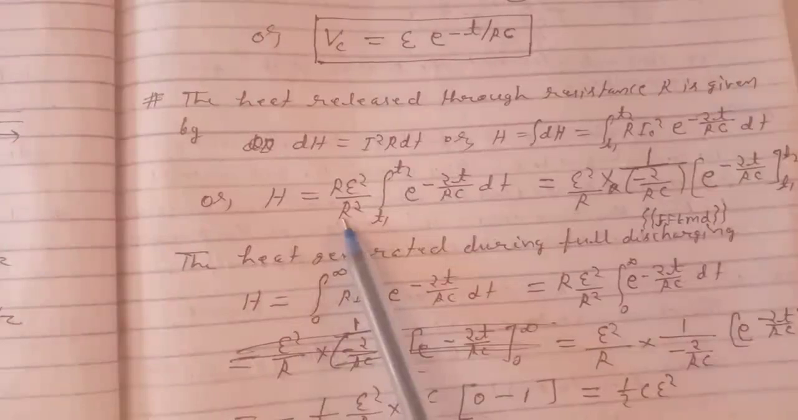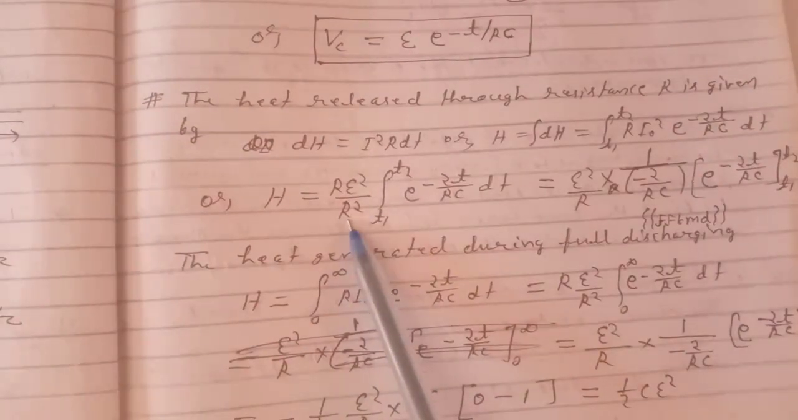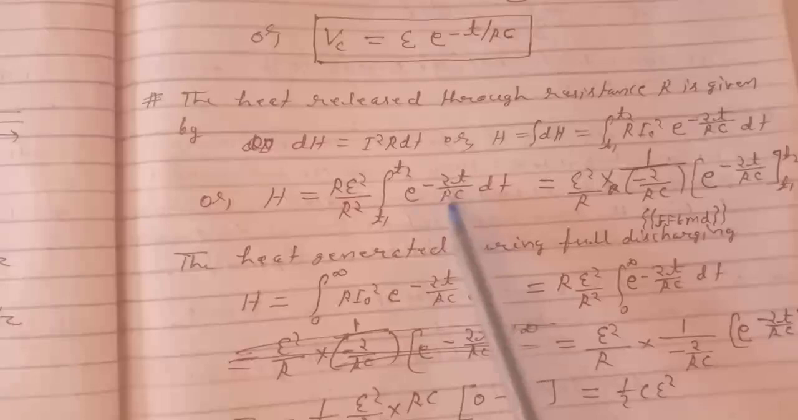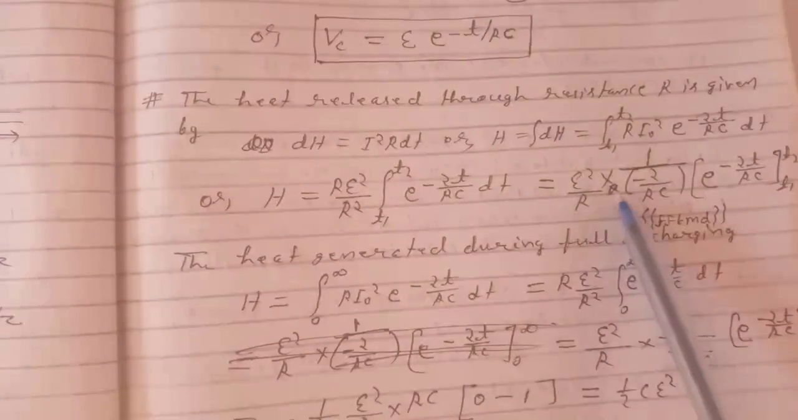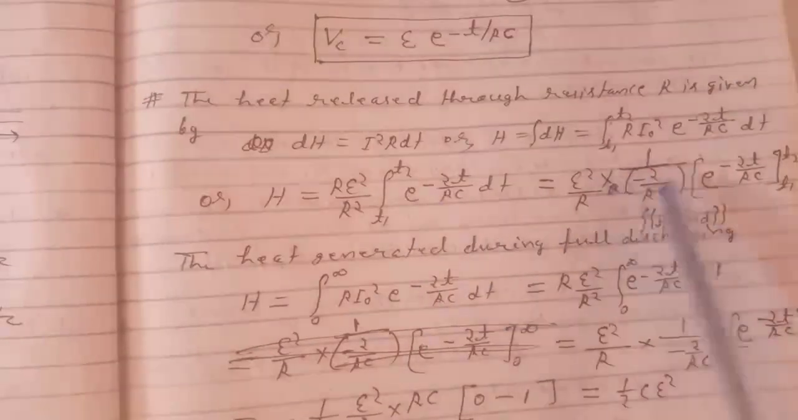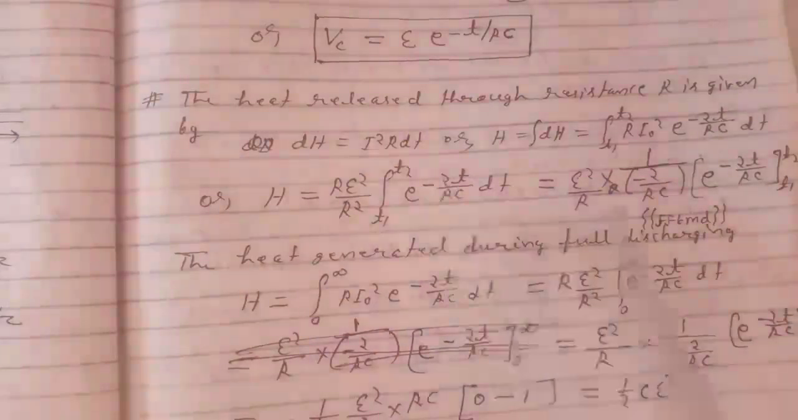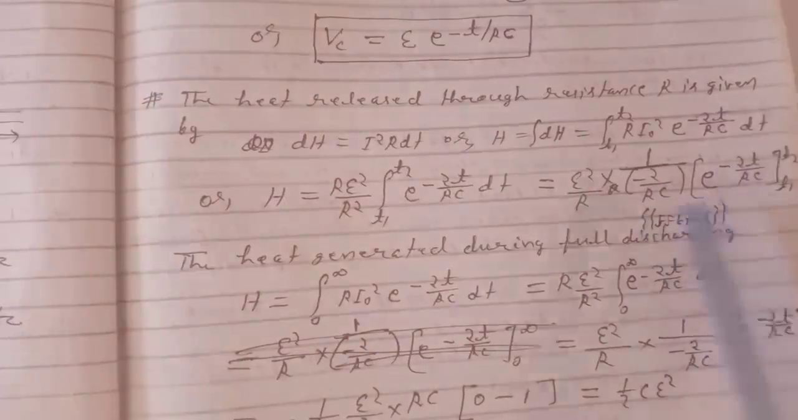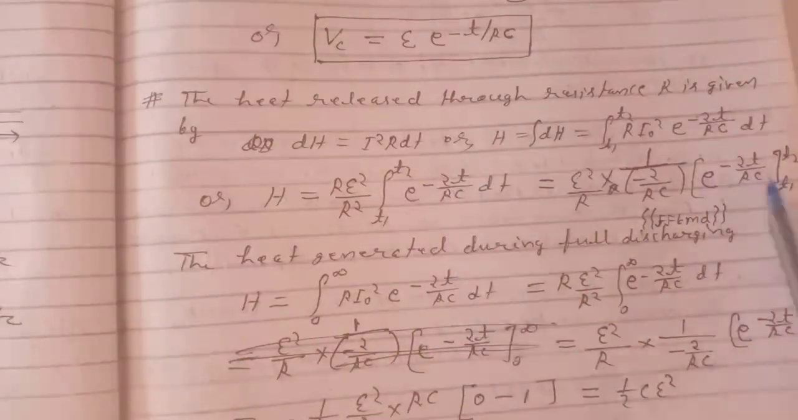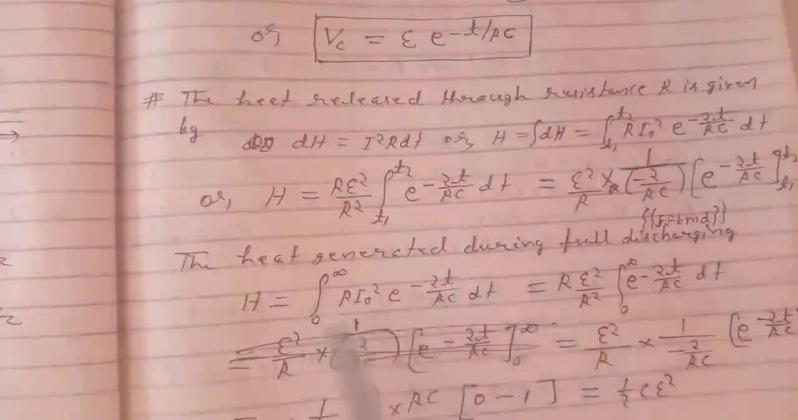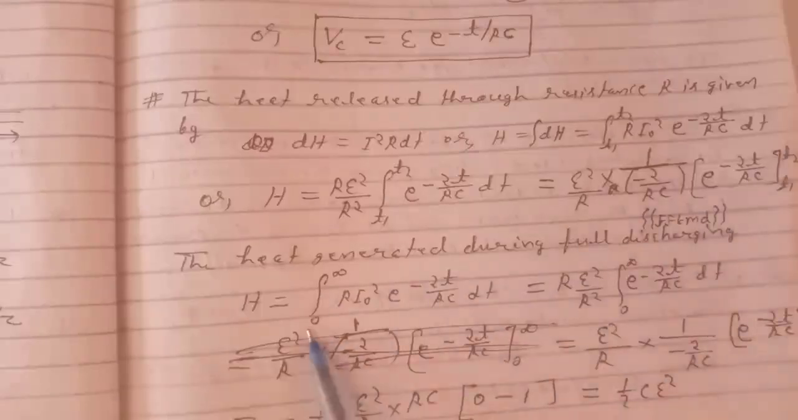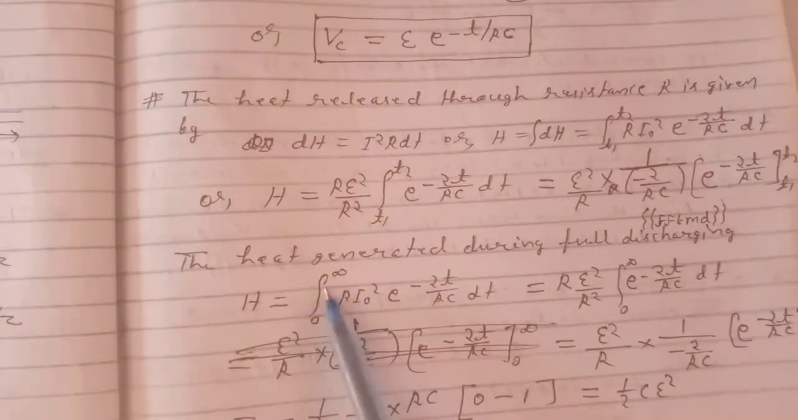R into E square by R square, integrated from T1 to T2, e to the power minus 2t by RC into dt. Now E square by R, taking the integration, will be 1 by the constant, divided by minus 2 by RC, and the integration of e to the power minus 2t by RC is e to the power minus 2t by RC, from T1 to T2. So for the heat generated during full discharging, our initial time is T1 and final time is T2. The initial time is 0 and the final time is infinity.